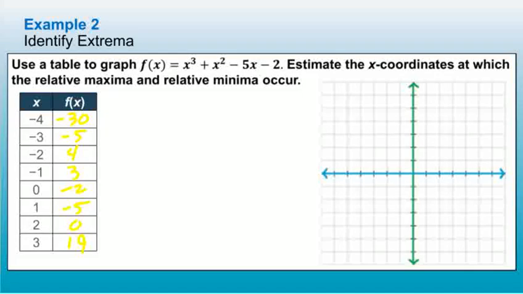So if we plot these on our graph, I'm not going to plot all of them, I'm just going to do a few of them. So -3, -5. I have -3, -5 here. -2, 4. I have a point here. I would have -1, 3. Here we have 0, -2. And we have 1, -5. And we have 2, 0.